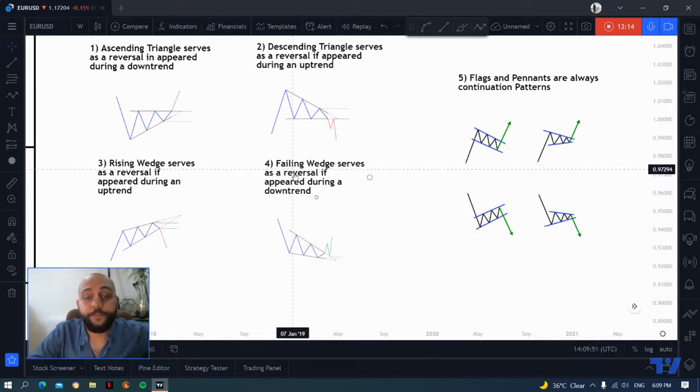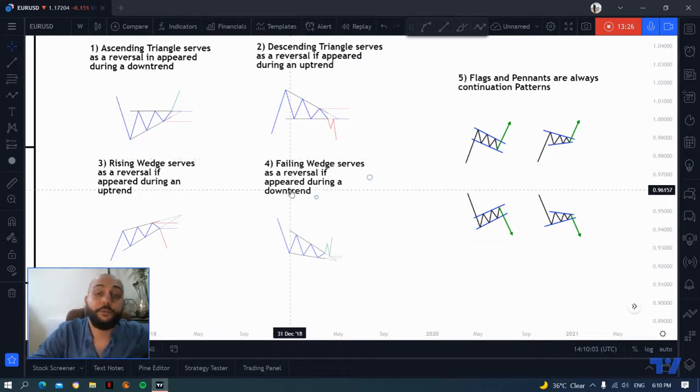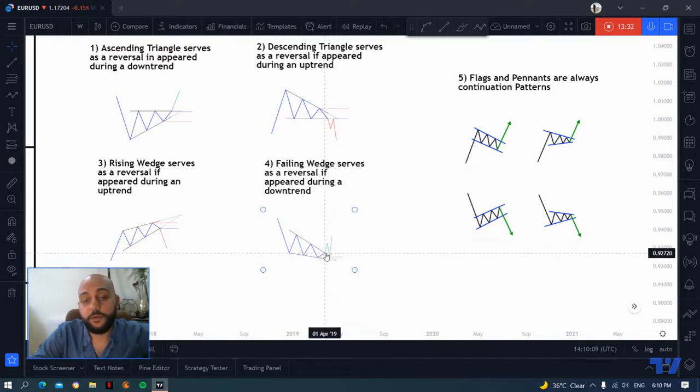Now our fourth rule is that falling wedges in a downtrend serve as a reversal. So notice: ascending, downtrend; descending, uptrend; rising, uptrend; falling, downtrend. Don't mix those up. Same here, the market's going down, it's trading in this wedge formation. As soon as it broke, notice how the market went back up.